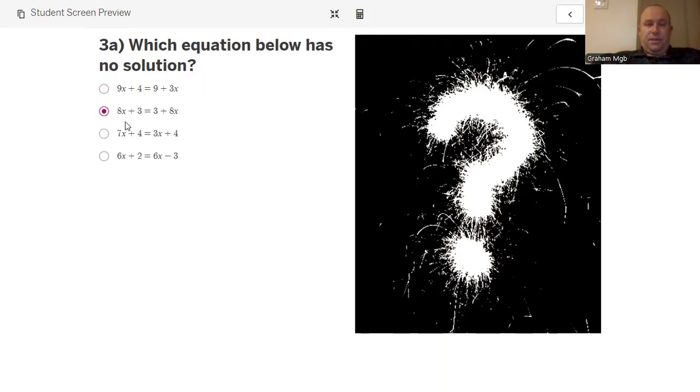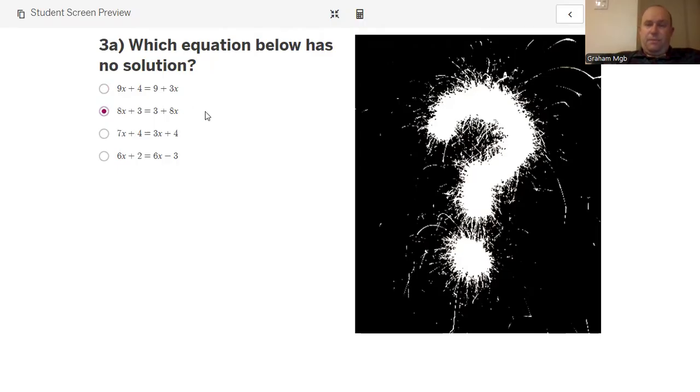Now, as I look at this question, these do have the same number of x's, 8x and 8x. So for the numbers, I would ask myself, does 3 equal 3? Now, as the answer is yes to that, as 3 is the same as 3, I'm not going to pick an answer that has no in it. Therefore, it's the other special case, which is infinite solutions.